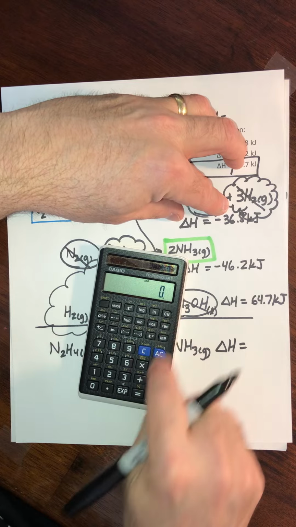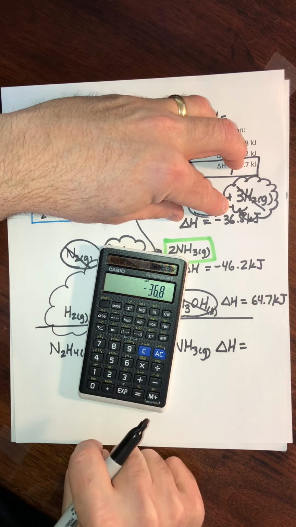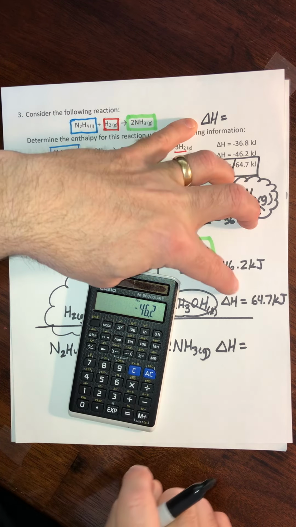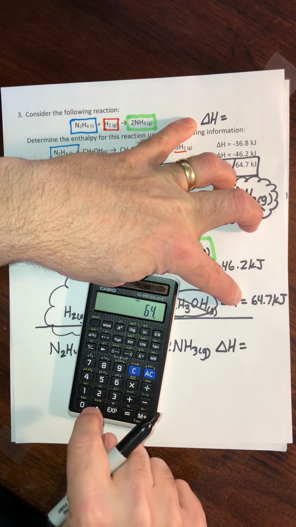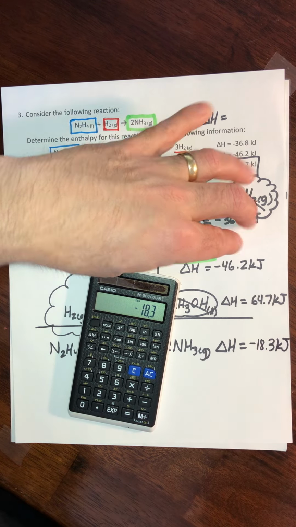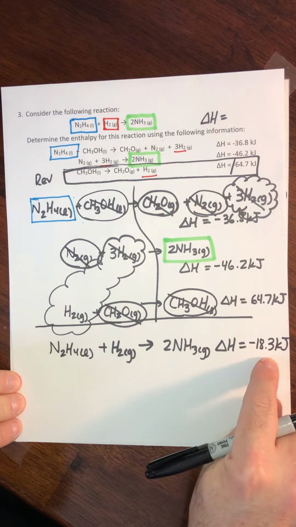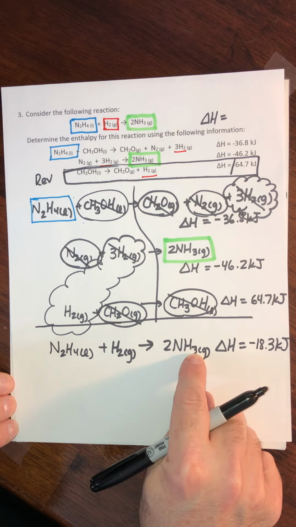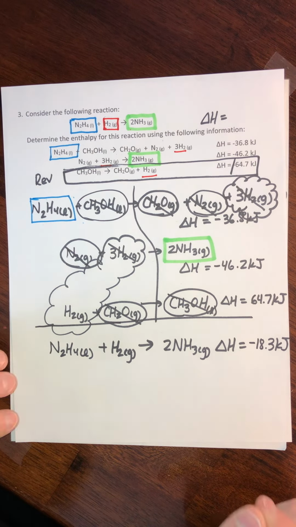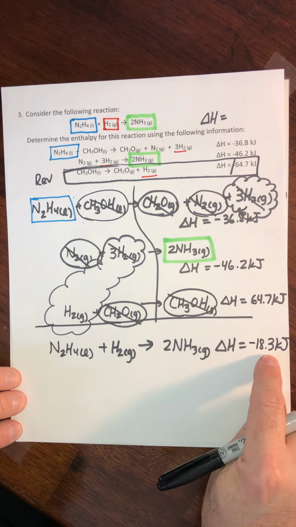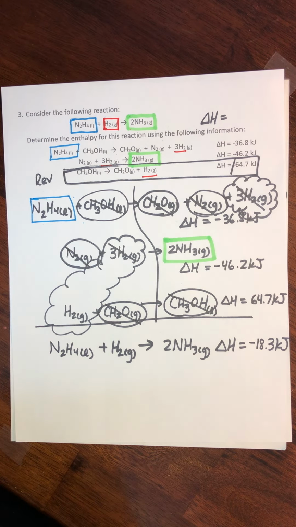So if adding these equations gives me the target equation, then I'm allowed to add up the delta H's. Okay, so the first delta H was a minus 36.8 plus a negative 46.2 plus a positive 64.7. That gives me a minus 18.3 kilojoules. This is the enthalpy change, the heat, that goes with this chemical reaction. If you're talking significant figures, 1 decimal place, 1 decimal place, 1 decimal place, so the answer has 1 decimal place. These are Hess's law calculations, right?